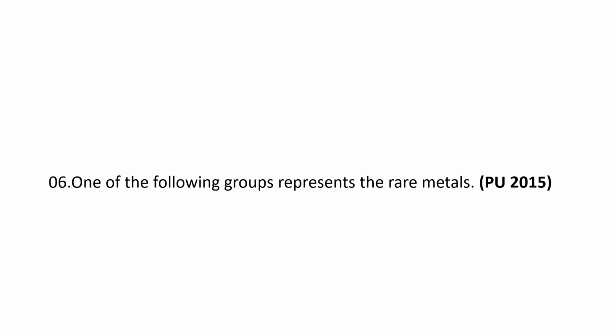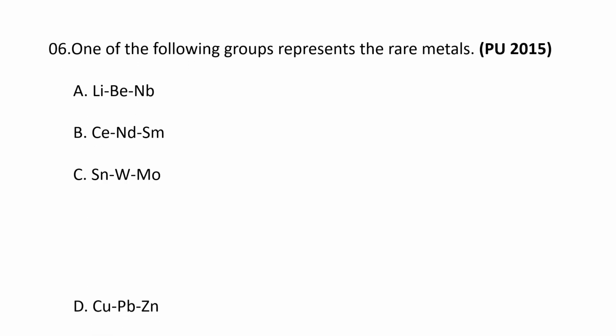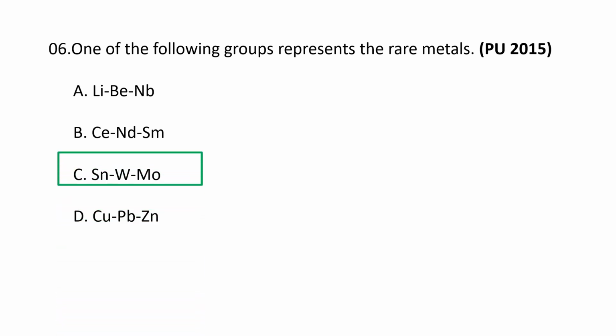Next question. One of the following groups represents the rare metals. A. Lithium, beryllium, niobium. B. Cerium, neodymium, and samarium. C. Tin, tungsten, and molybdenum. D. Copper, lead, and zinc. The correct option is B. Cerium, neodymium, and samarium. Cerium, neodymium, and samarium are all considered as rare earth elements, REEs, also known as rare earth metals.